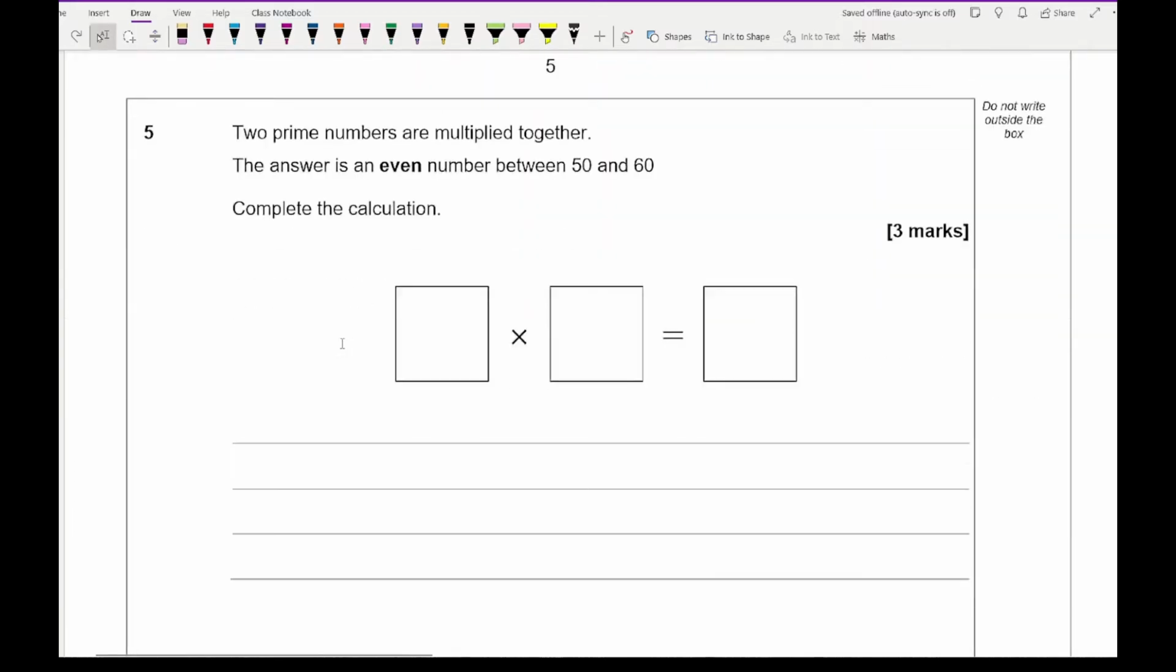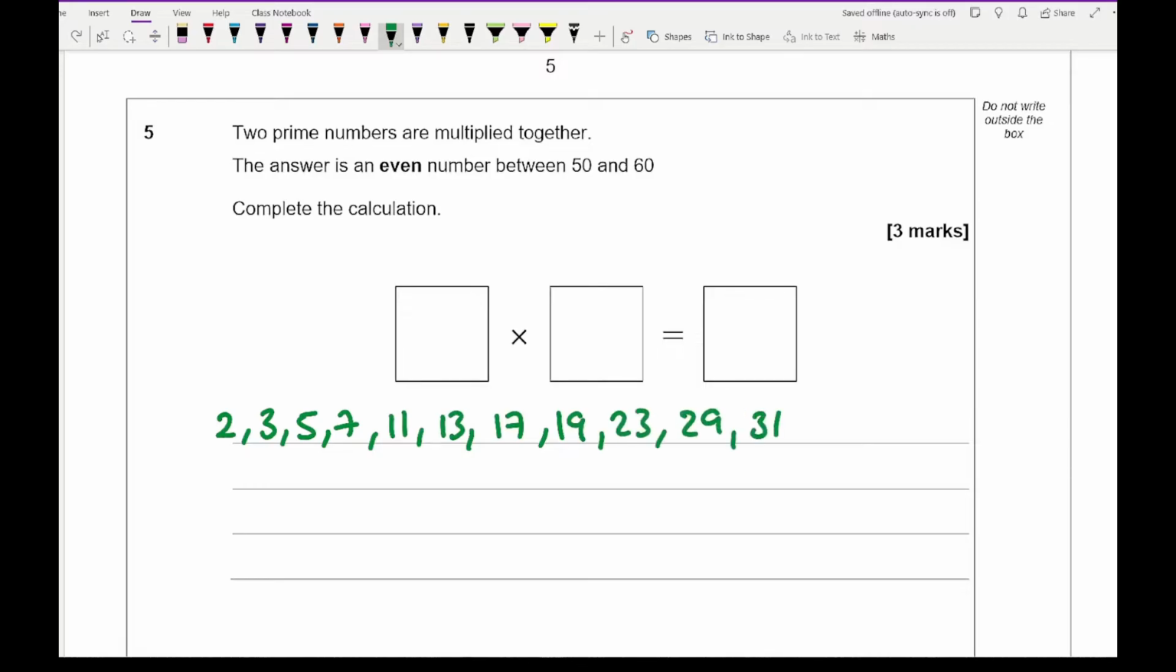Moving on to question 5, it says 2 prime numbers are multiplied together. The answer is an even number between 50 and 60. And it says complete the calculation. Well, if I write down the prime numbers, I've got 2, 3, 5, 7, 11, 13, 17, 19, 23, 29, 31, and I just need to stop there. Well, actually I don't even need the 31, but I'm just going to write it anyway.